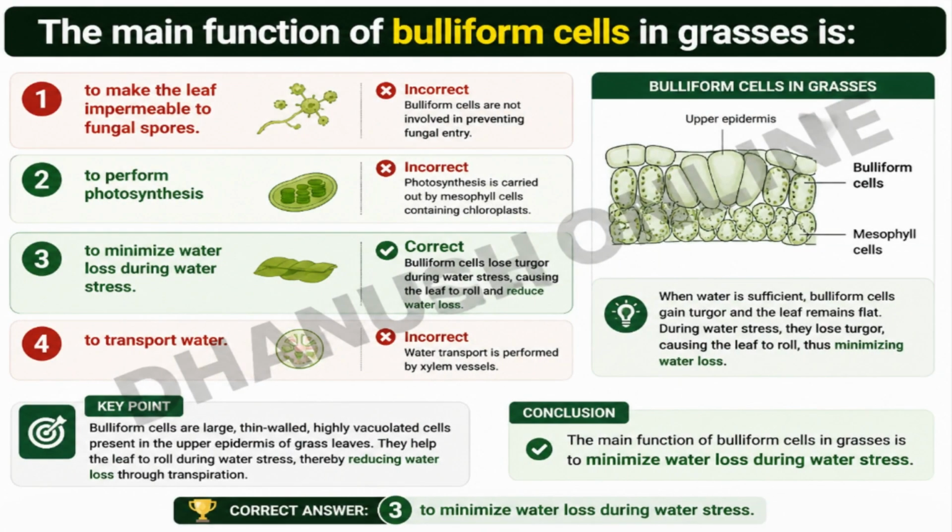The main function of bulliform cells in grasses is to minimize water loss during water stress, which is option 3. These large, thin-walled cells lose turgor to cause the leaf to roll, thereby reducing water loss.